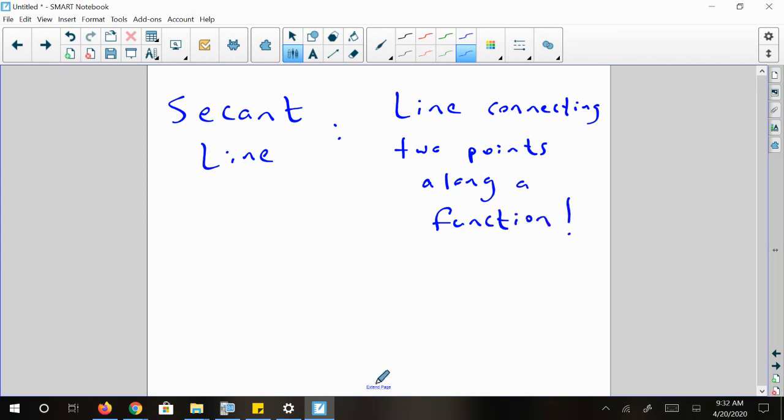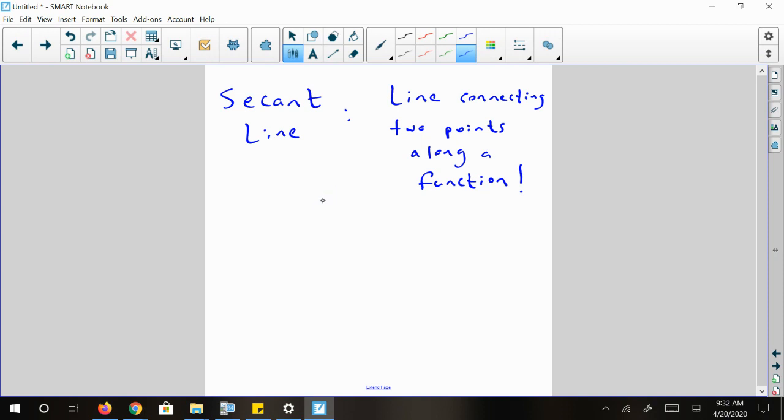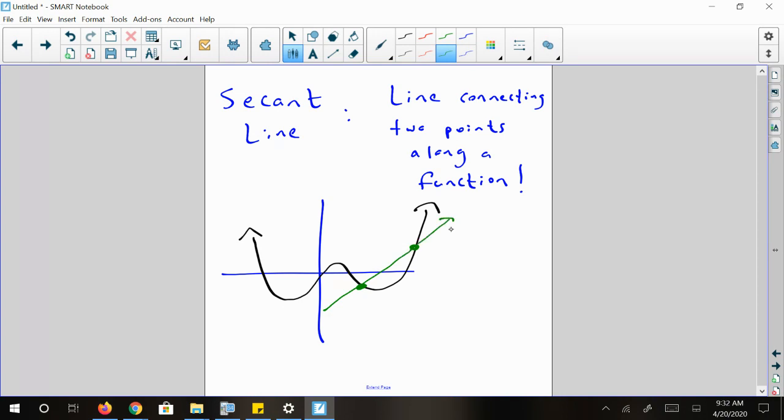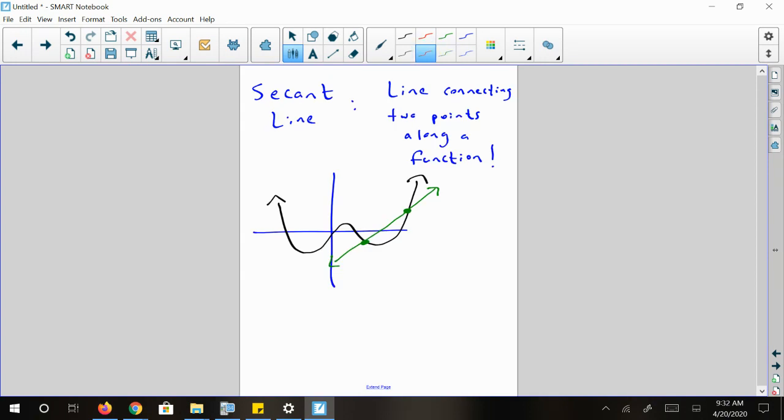So, for example, if I had a function that looked, I don't know, something like this, and I wanted to know what the secant line looks like between these 2 points, it's literally just if I drew a straight line between those 2 points, that's the secant line.